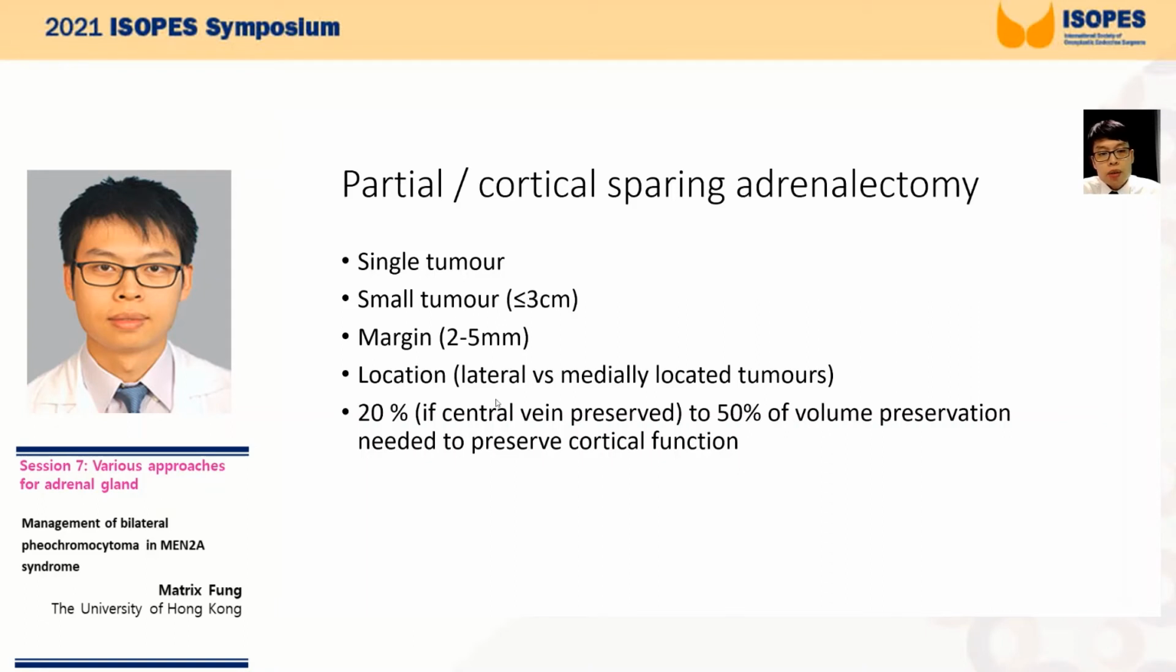For laterally located tumors, it is usually easier to preserve the central adrenal vein, whereas for medially located tumors, very often the central vein has to be sacrificed. 20 to 50% of the remnant volume is recommended to preserve the cortical function of the adrenal.